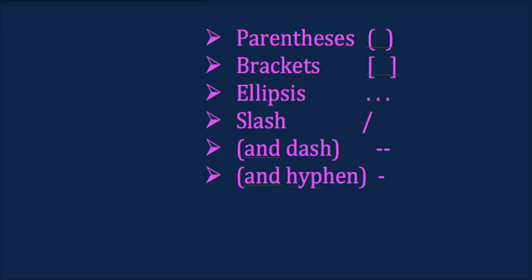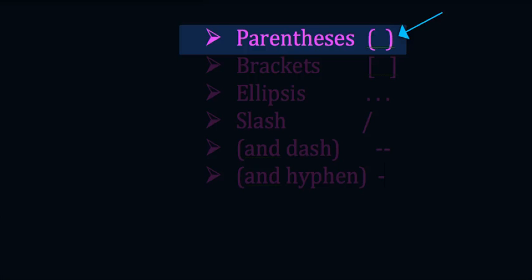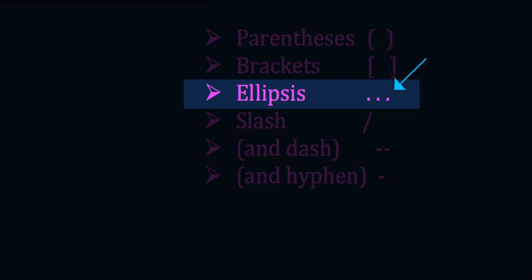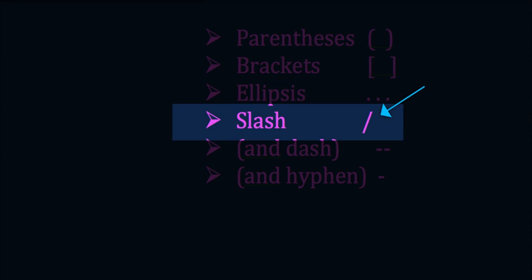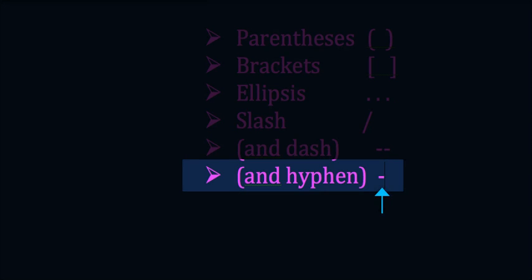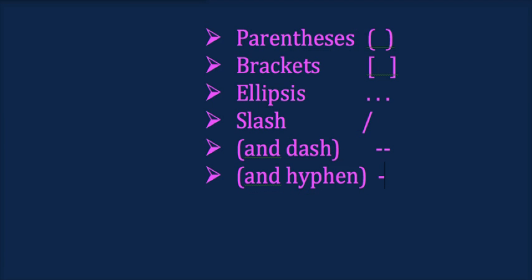All right, so on the simple level of what they look like, that's a parentheses, that's a bracket, which looks kind of like a parentheses, but they're not the same. An ellipsis, those four periods, the slash mark, the dash is made up of two hyphens, and a hyphen is just one of those things. Okay, that's what they look like. Now, what do you use them for? How do you use them?